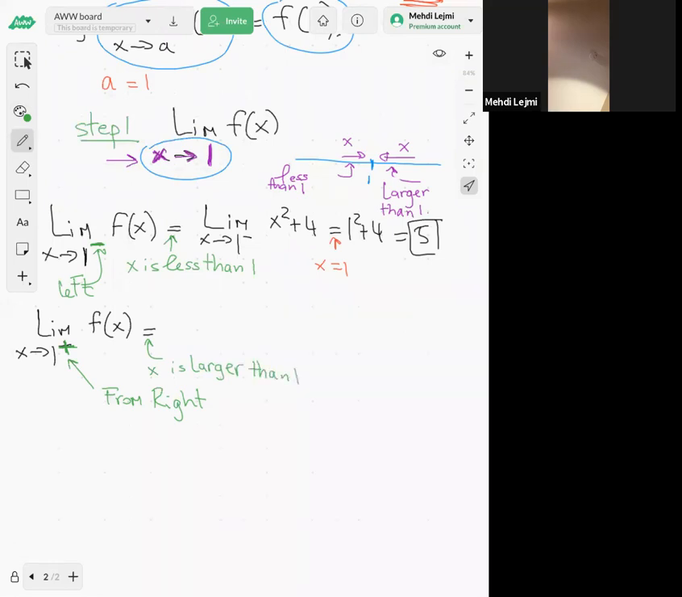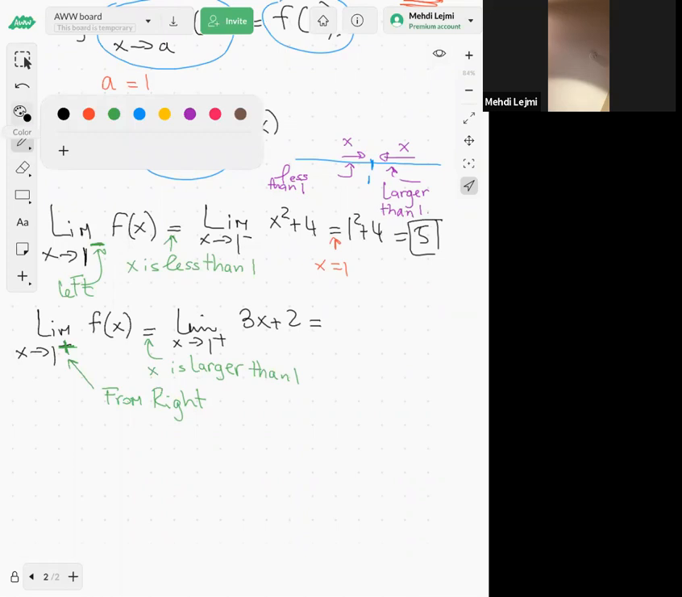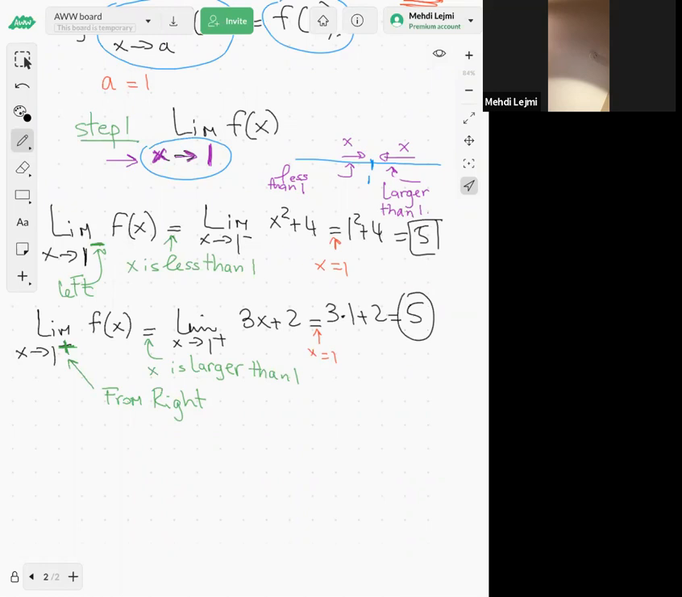Okay, so if x is larger than 1, we have to use the second equation, right? So x going to 1 plus, so x larger than 1, we have to use the equation 3x plus 2. And then you just replace, of course, x by 1. So that's 3 times 1 plus 2. That's equal to 5. So when you approach 1 from the left, you get 5. When you approach 1 from the right, you get 5.